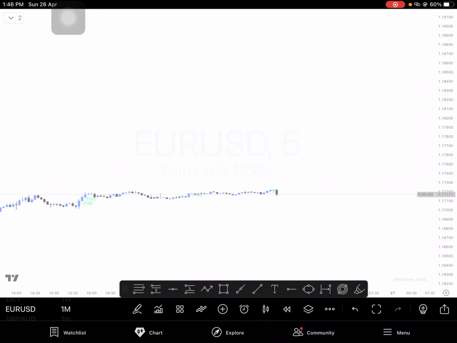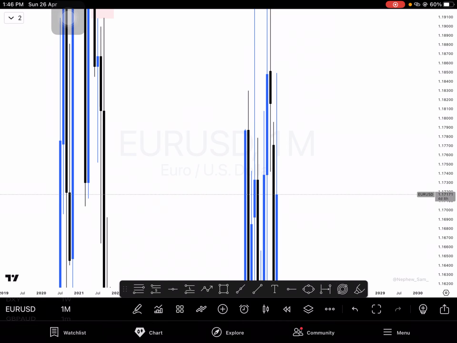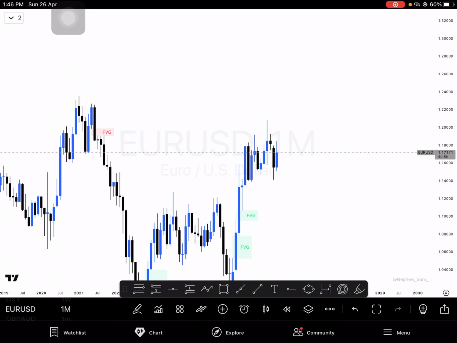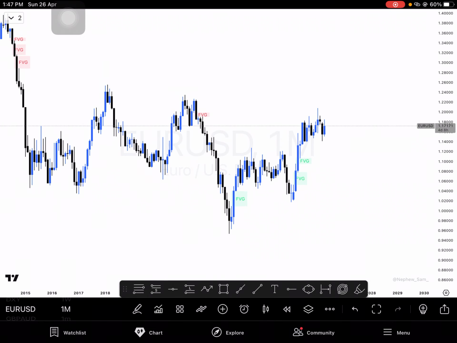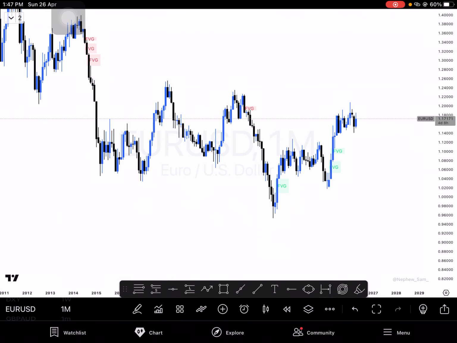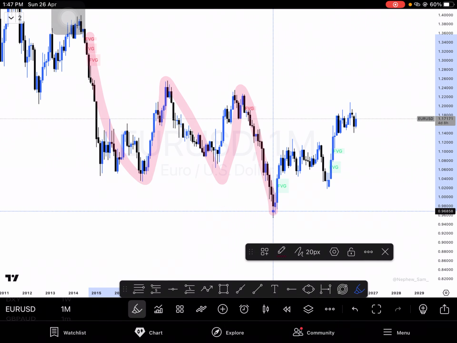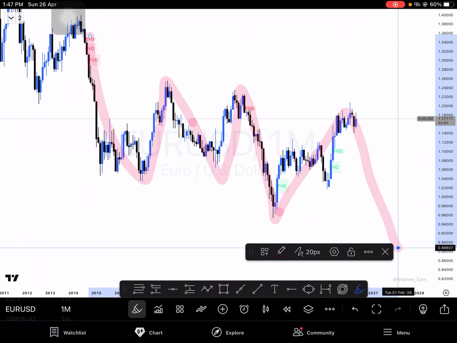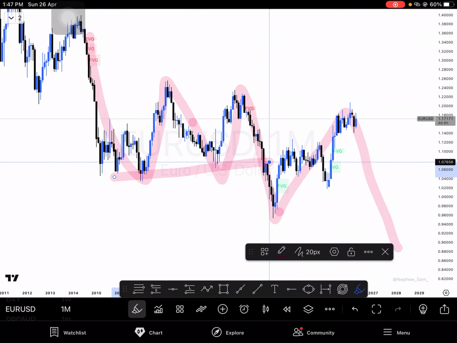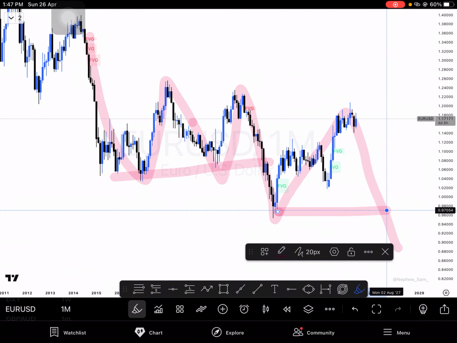So this is Euro USD on the monthly time frame. This is what the market is presenting. You can all see that the market has been giving us lower lows and lower highs from here. This is a lower low, lower high, lower low, lower high, lower low, and this another lower high, right? So we are expecting another lower low to continue with the downtrend. Yes, the market is in a downtrend.